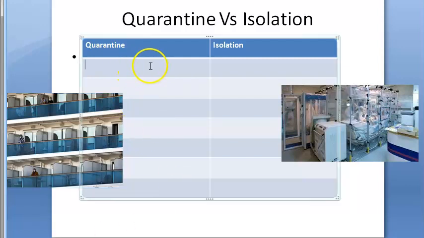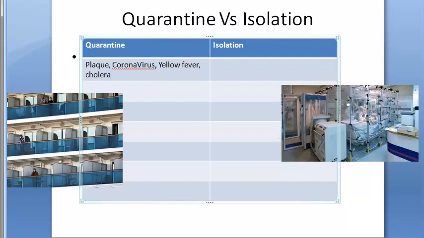Examples for quarantine: you can say coronavirus, plague, yellow fever, cholera, all of those can be examples, okay? Plague, coronavirus, you have heard of. Then you have heard of yellow fever, right? Cholera. So in these cases they can quarantine.